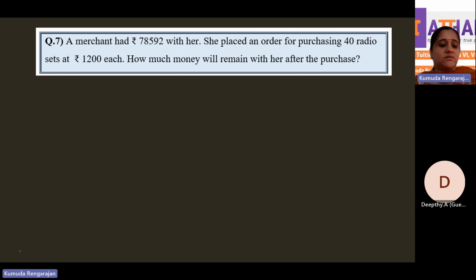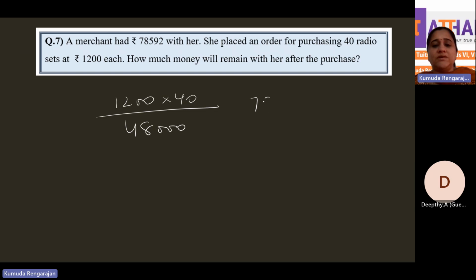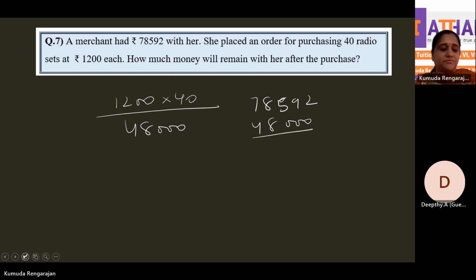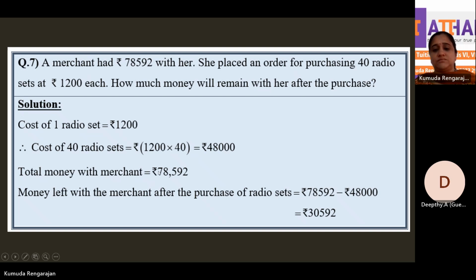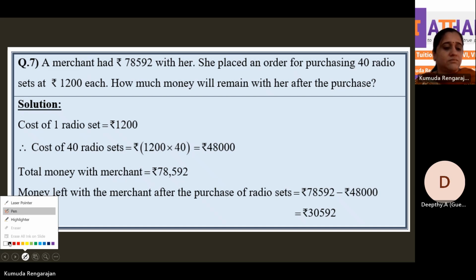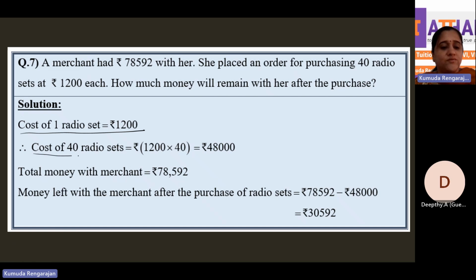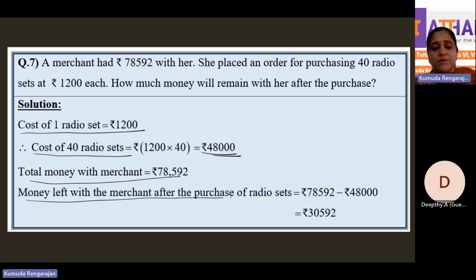So what will you do first? We have to multiply. Yes, cost of one radio set is 1,200. So the cost of 40 radio sets will be 1,200 into 40. Okay, and this product will be 48,000. So the money remaining with her will be 78,592 minus 48,000. Correct? Cost of one radio set, cost of 40 radio sets, total money with the merchant, money left with the merchant after the purchase of the radio sets is equal to this one minus this one.